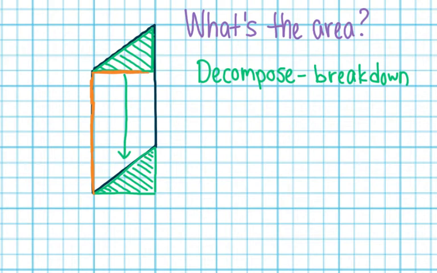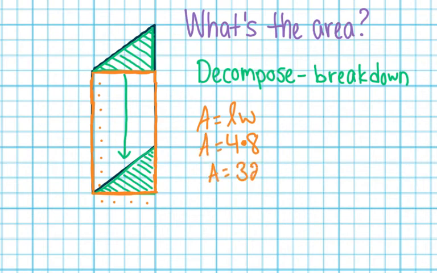And I know how to find the area of a rectangle. I simply need to find the length measurement and the width measurement and multiply them together. So I'm going to find the length measurement, 1, 2, 3, 4. And the width measurement, 1, 2, 3, 4, 5, 6, 7, 8. And I get 32 square units.